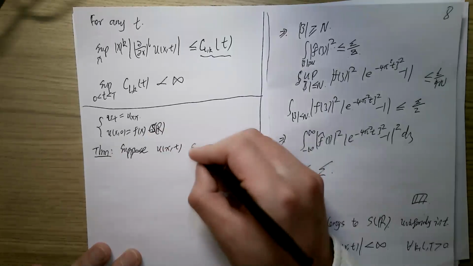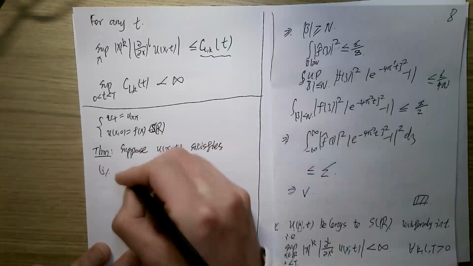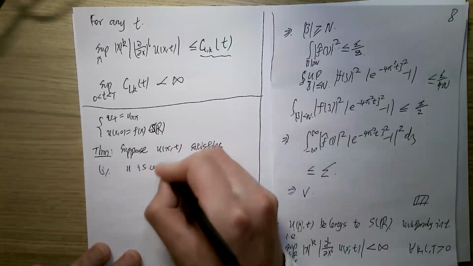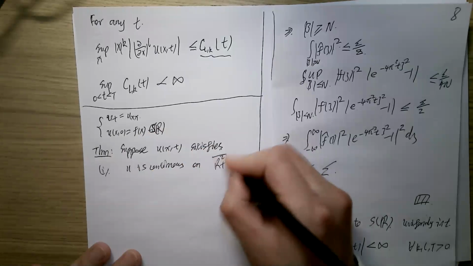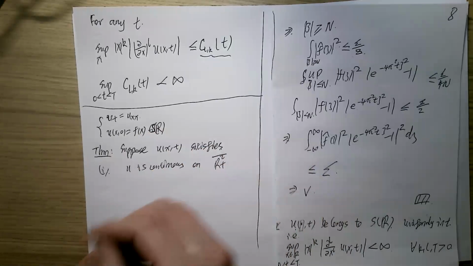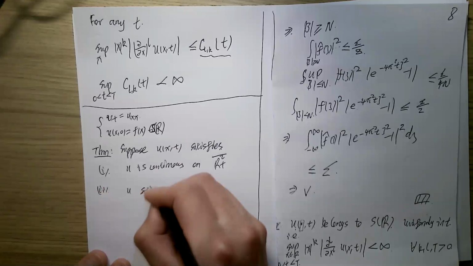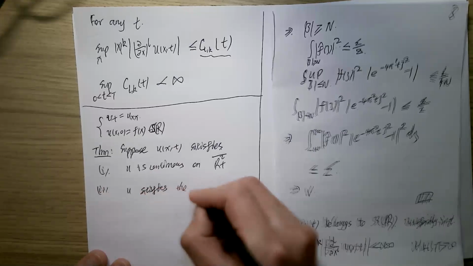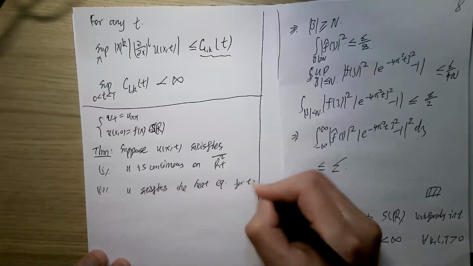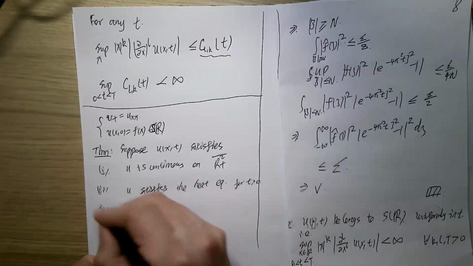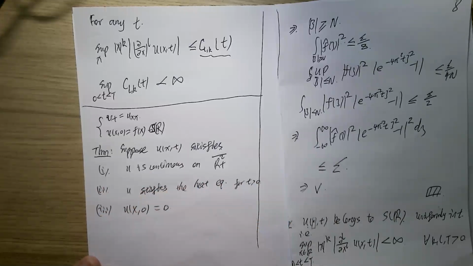U(x,t) satisfies: first, U is continuous on the closure of the upper half plane. Second, you satisfy the heat equation for t greater than 0. And thirdly, u(x,0) equals 0.